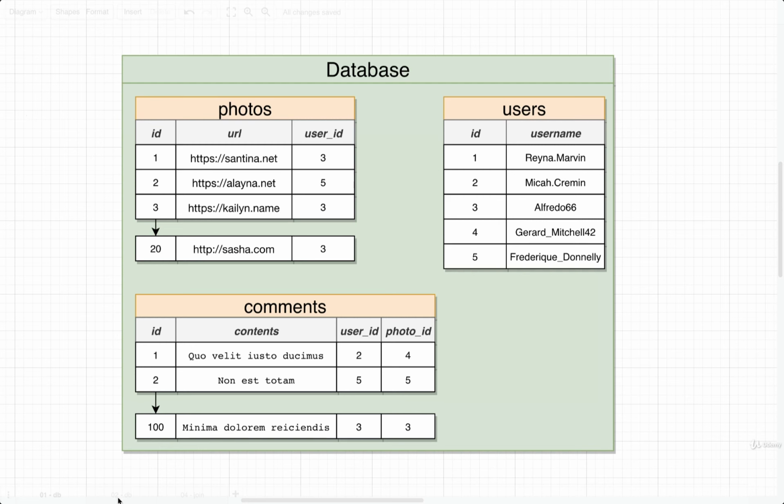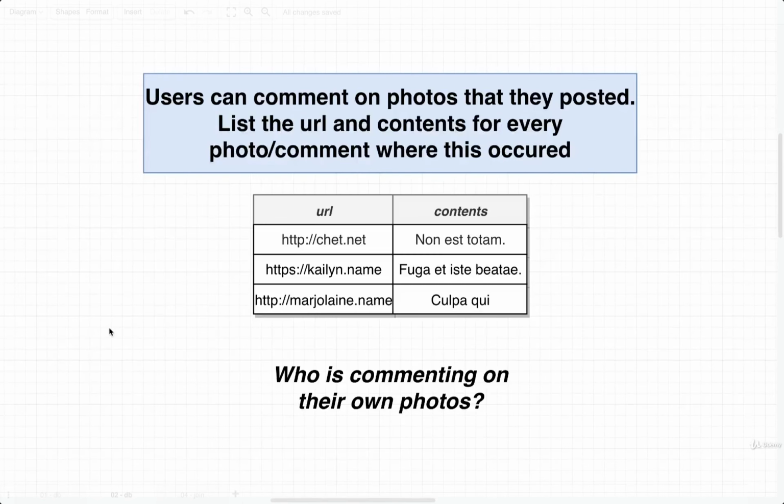All right, so we're going to focus on trying to answer the following question. This is our task. Users can comment on photos that they posted. No issues with that whatsoever. I want to try to list out the URL and the contents for every photo and comment where this occurred. So in other words, I want to figure out who is commenting on their own photos.